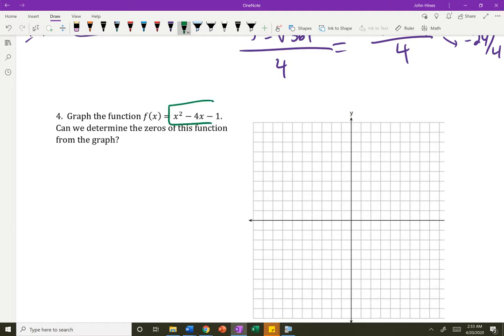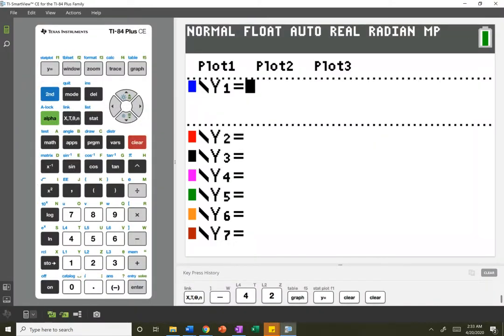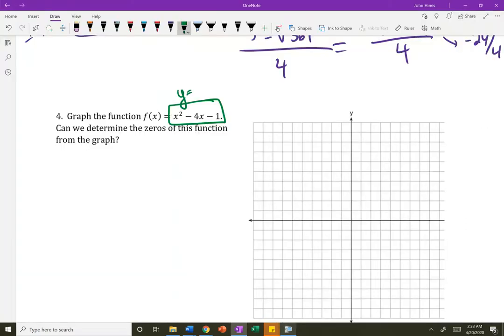So pause the video and graph me this function. That means you actually have to plot points. So go to y equals and plot me those points. You better have paused it. I know you didn't. You're waiting for me to do it for you. Pause the darn video and do it.